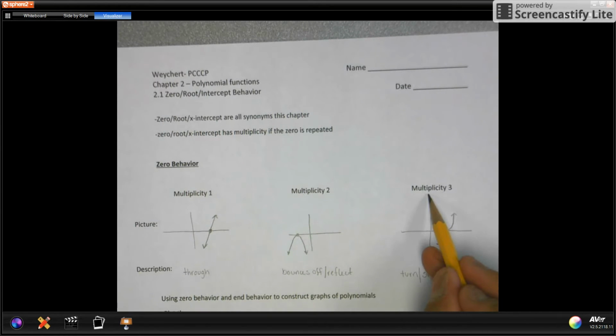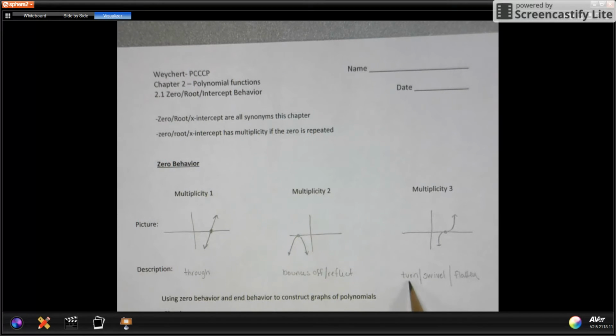Finally, a zero can have a multiplicity of 3. This is where the function either turns, swivels, flattens, whatever term you would like to use best to help you notice that as it approaches, it starts to look as if it's going to bounce off, but then it actually turns almost like I flipped it. Instead of bouncing off this way, it bounces off in an upwards direction. So those are the three types of multiplicities that a zero can have.